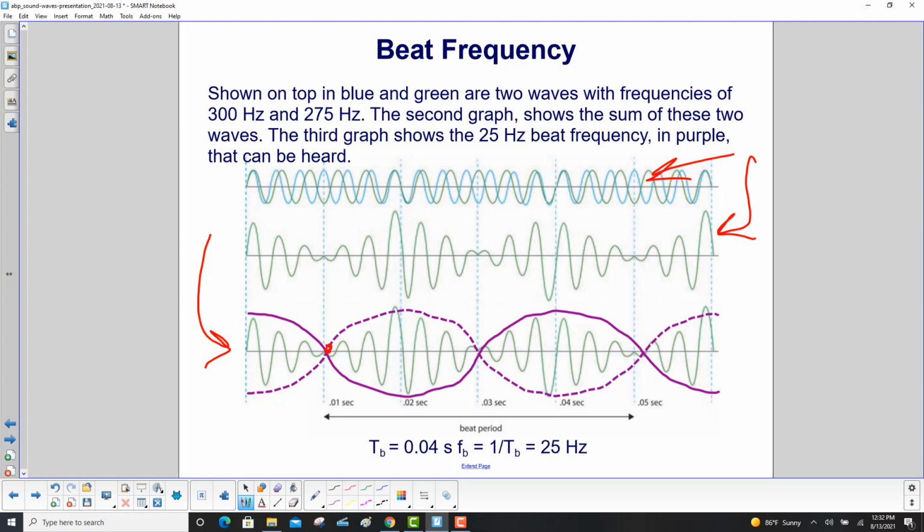You could envision the envelope starting here, right? That's where we said the period started and it ended here. The envelope goes like this, and the waves are contained within it, which is pretty cool. So that period is going to be 0.04 seconds, and then the frequency is 25 hertz. And what do you notice about 25 compared to these two? Well, it's the difference between them.